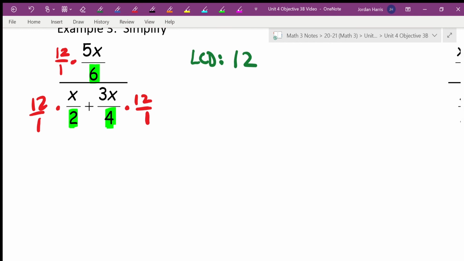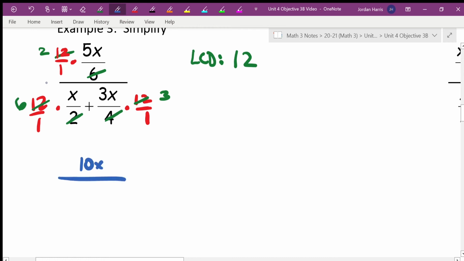So, we'll erase this highlighting. The 6 and the 12 simplify to 2. The 2 and the 12 just simplify to 6. And the 4 and the 12 simplify to just 3. And notice all my denominators are gone. So I get 10x on the top of the big fraction line. I get 6x plus 9x on the bottom. So I get 10x over 15x.